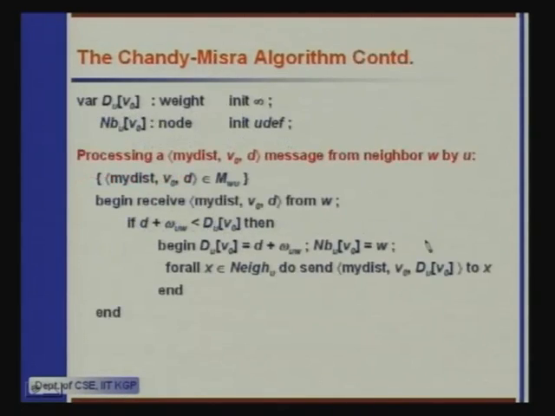Now, what does a node U do when it receives a my dist V0 D message from neighbor W? So, a node U receives from its neighbor W a my dist V0 D message. What does this mean? The neighbor is telling you that, look, I can reach V0 in D. My shortest path to V0 is D. Okay.